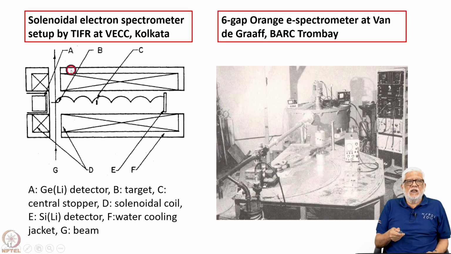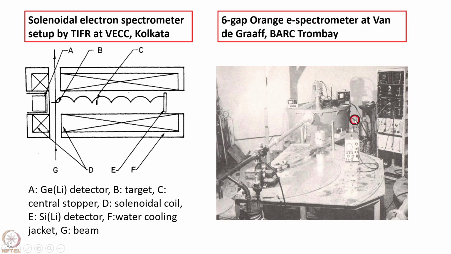So this is a schematic of a solenoidal electron spectrometer with coils at room temperature, which shows that you can have a source here, and then these electrons move in helical trajectories onto a silicon detector here, and these are the coils that make that magnetic field. What is shown here is also a detector, a germanium detector. So you can do gamma ray electron coincidences.